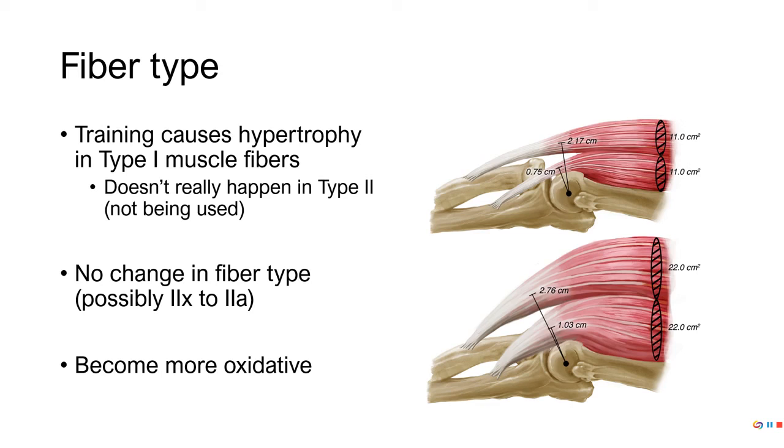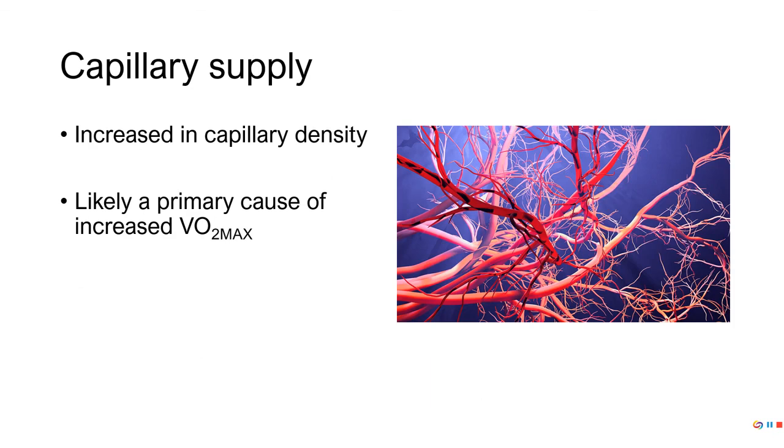Now, generally speaking, there doesn't appear to be any change in fiber type. If it does exist, we might be able to convert type 2X into type 2A. In other words, we're taking something that's completely glycolytic and making it a little more oxidative. But where the real changes start to come are here.